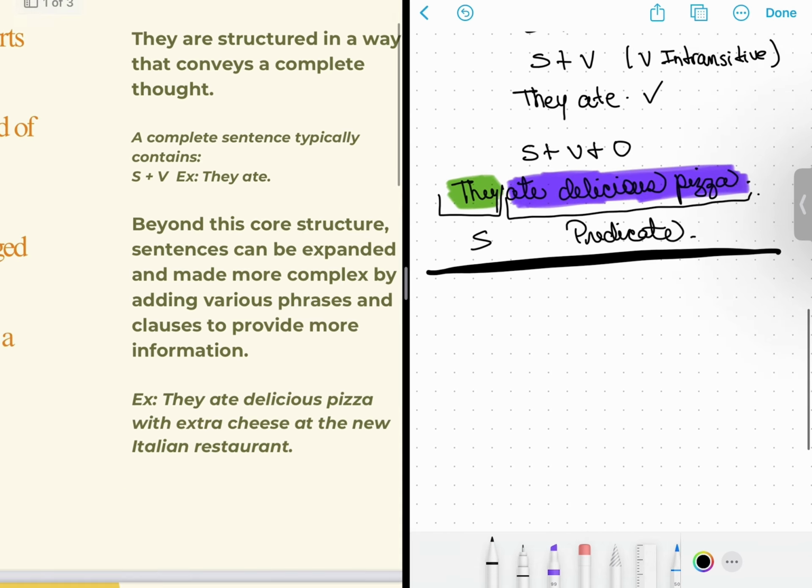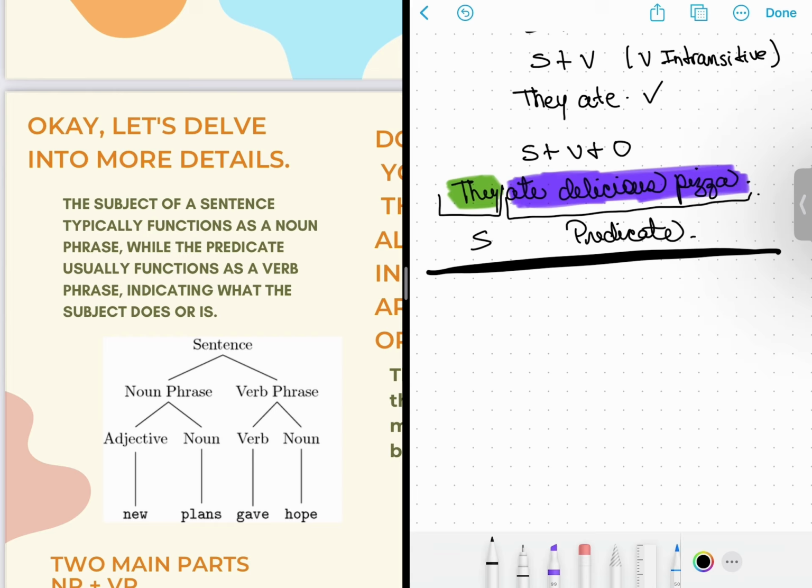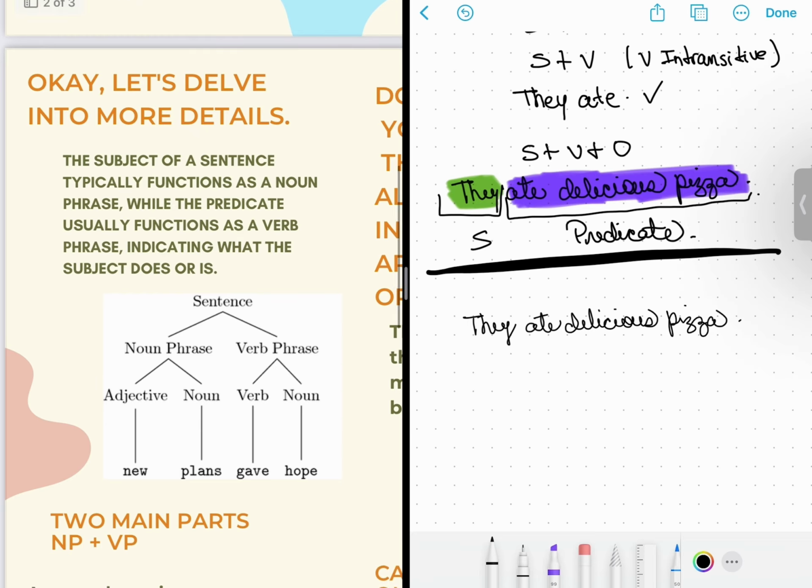Now we are going to go a little deeper. Let's delve into more details. Let me write the same example: They ate delicious pizza. It is the same example, but now we're going to introduce two new concepts to your grammar vocabulary, which are noun phrase and verb phrase. Professor, and what is that? When we divide a sentence, we call the subject our noun phrase and the predicate our verb phrase.